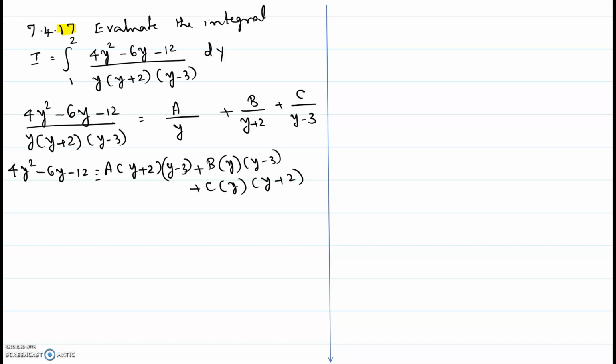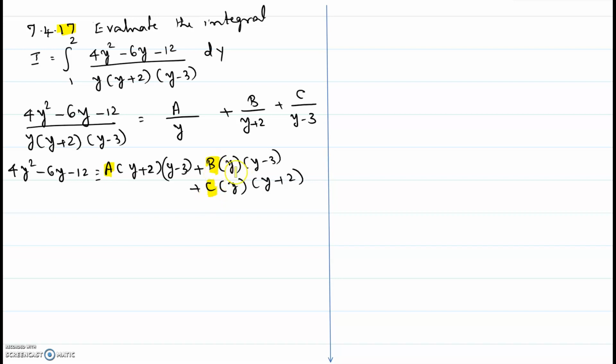Now in order to determine the constants A, B and C, we can either substitute values for y. Suitable choice of values would be good. Otherwise, we can also compare the coefficients on either side and come up with 3 equations and 3 unknowns, and solve for A, B and C that way. I think the easier method would be to just substitute values for y. So we want to eliminate one unknown at a time. We want to eliminate B and C.